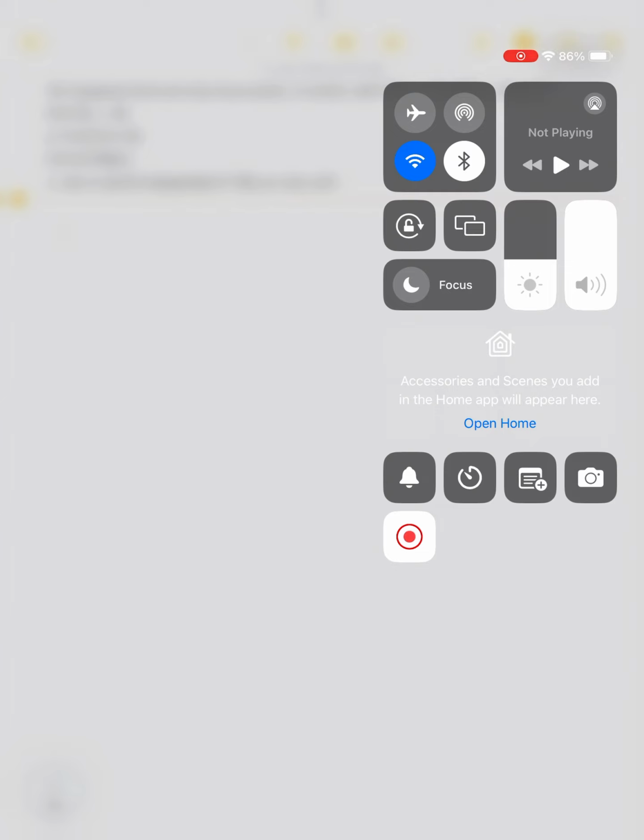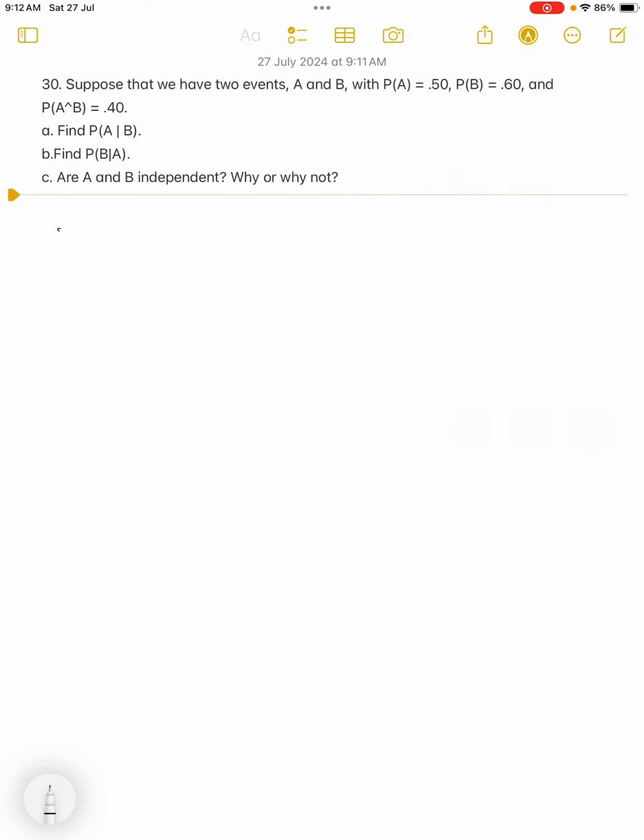Now I will solve with you the last two examples on chapter 4, section 4.4. Here, question number 30, solution. Question number 30.